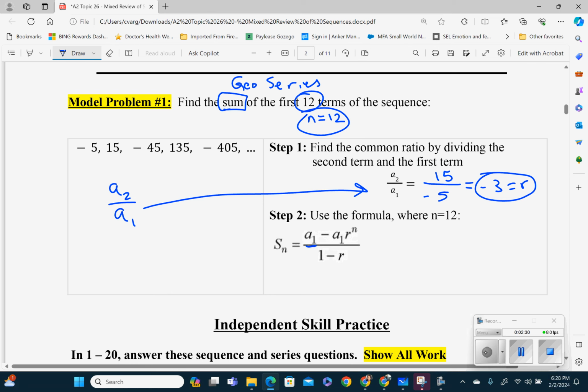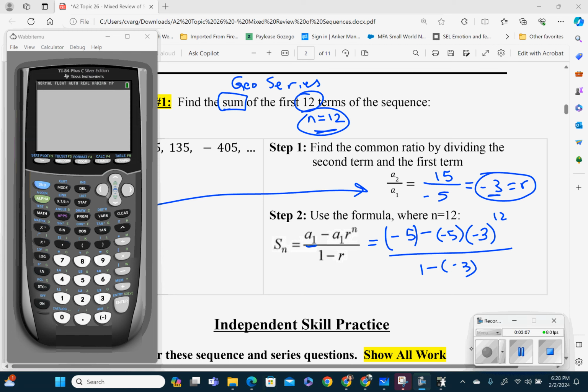So my A1 is negative 5. So I'm going to put negative 5. Then I'm going to put a minus. There's always a minus there. And then you're going to put that A1 again. So I'm going to put negative 5 again, this time in parentheses. You could put this in parentheses as well. And then you're going to multiply it by the R, right? We found out our R is negative 3. So I'm going to put that down, and I'm going to raise it to the n power. Our n is 12. So I'm going to put a 12 here, all over 1 minus r, and our r is negative 3. Okay, so now this whole thing goes into the calculator.